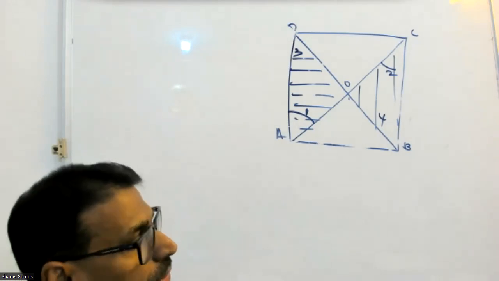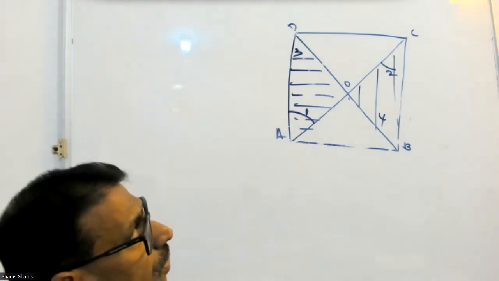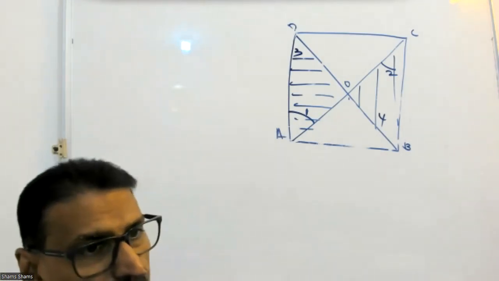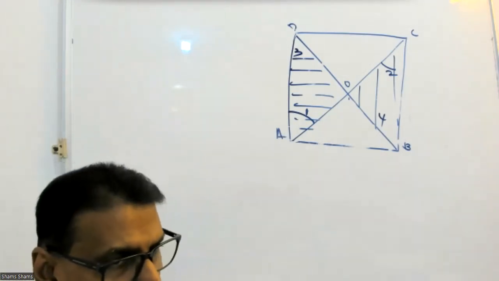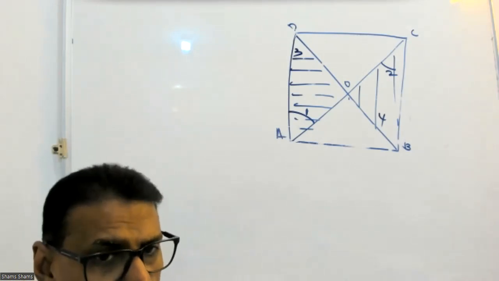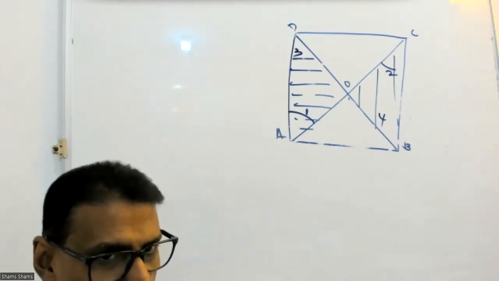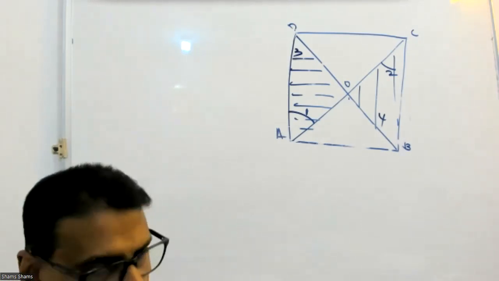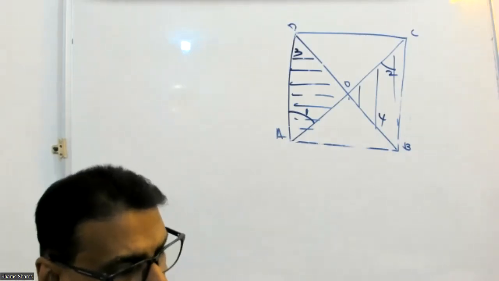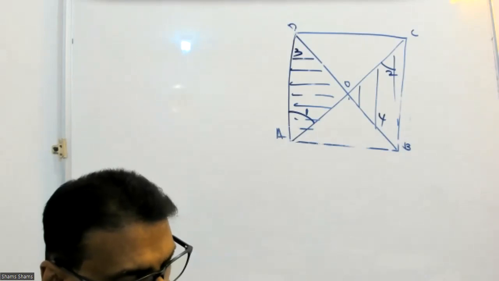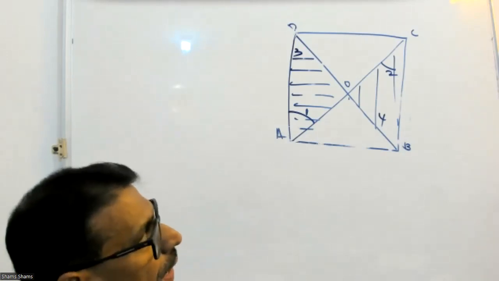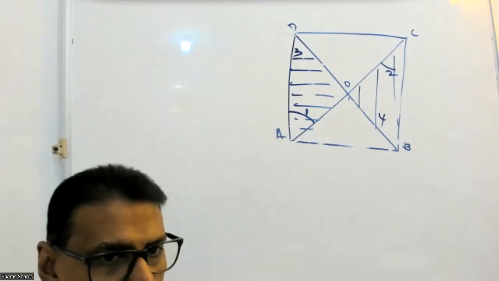Therefore, triangle AOD is congruent to triangle COB, ASA congruence rule. If anyone is taking vertical opposite angles, then AAS congruence rule. Clear, no? Therefore, OA equal to OC, OB equal to OD, CPCT. Correct or no?